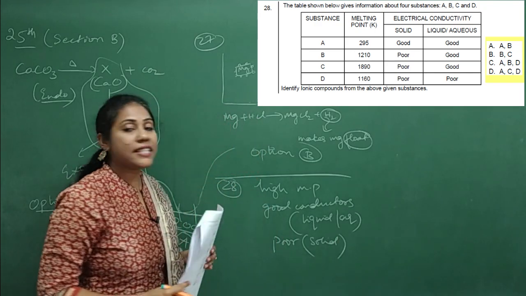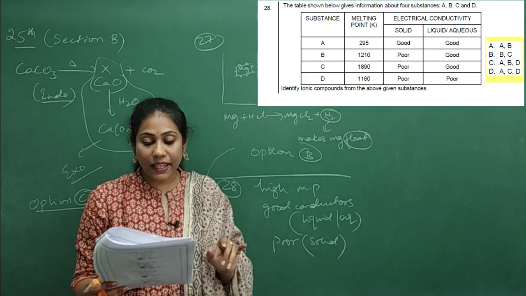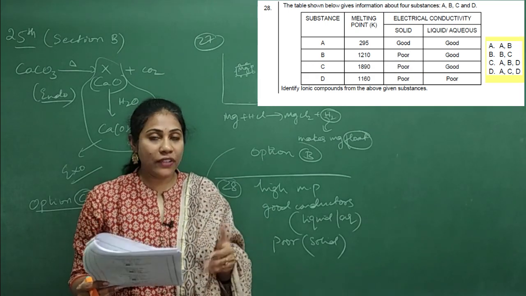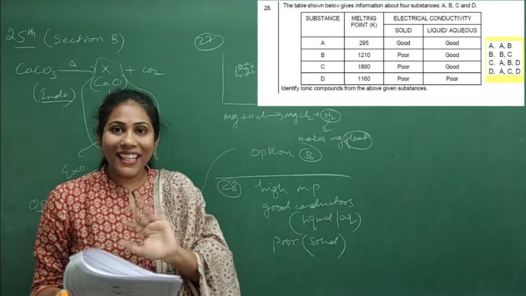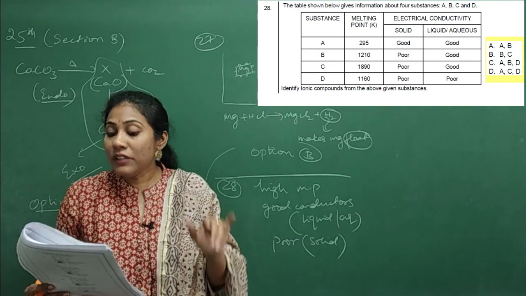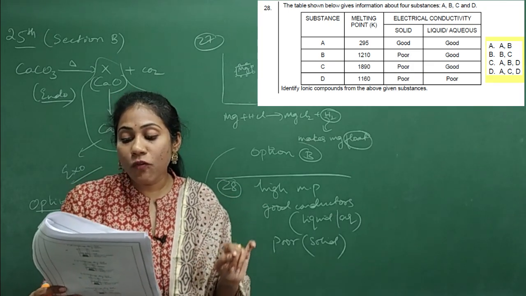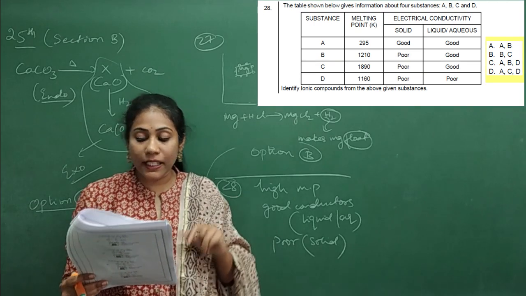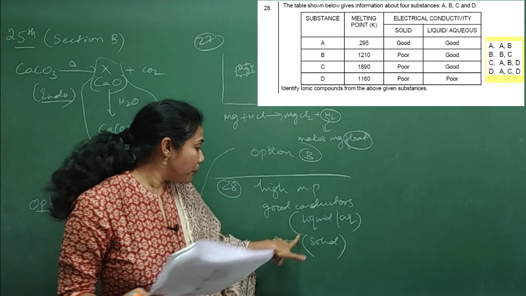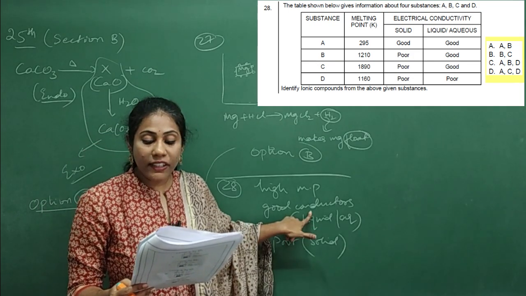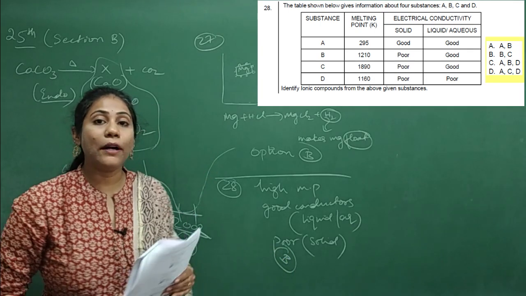So now you just have to select the information. Substance A, melting point you see 295, it's less compared to B, C, D. So A is not an ionic compound compared to B, C, D. Coming to B, melting point 1210, high melting point. And you see their electrical conductivity. In solid, poor, correct. In liquid or aqueous, it is good. So definitely B is an ionic compound.